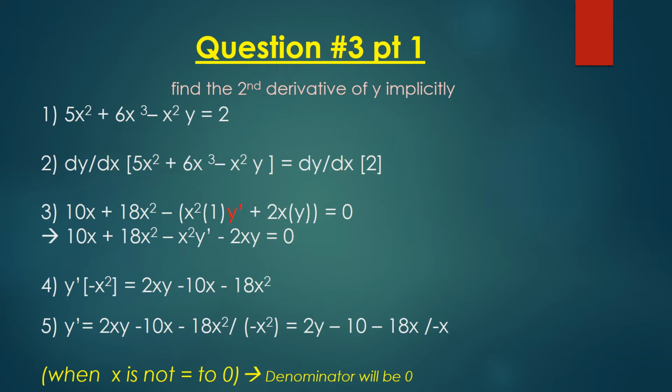So you want to clean that up a little bit, and you're getting 10x plus 18x squared minus x squared y prime minus 2xy is equal to 0. And since only one term, negative x squared y prime, contains a y prime, you want to bring that over to one side and move all other terms to the other side. So you get y prime times negative x squared is equal to 2xy minus 10x minus 18x squared. And you want to divide both sides by negative x squared, and then you can clean that up a little bit if you want by dividing by x.